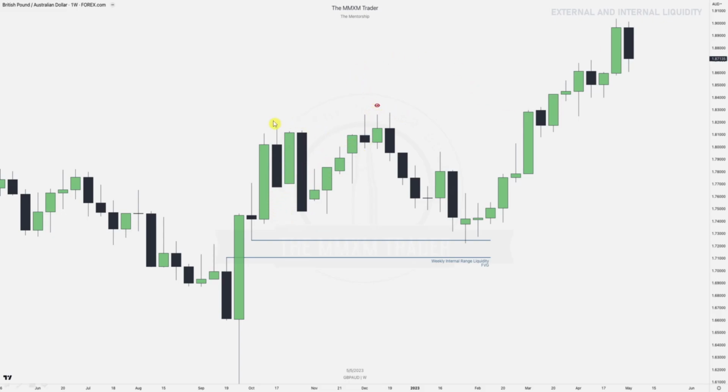It's as simple as that. External has been rated over here. We draw back into internal. Internal has been tagged. Where are we going to go? We're going to go to external. It's simple as that.